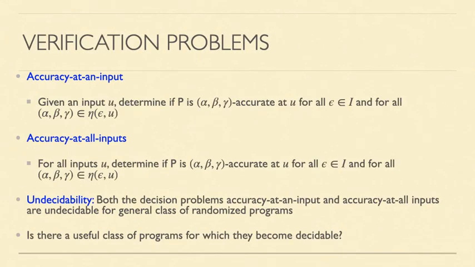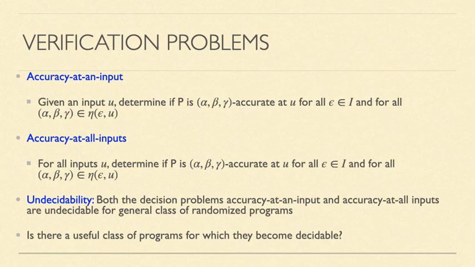We consider two decision problems. First is accuracy at an input, that basically given an input u determines if P is alpha, beta, gamma accurate at u for all possible privacy budgets and for all possible values of alpha, beta, and gamma. And the second problem that we consider is accuracy at all inputs, that determines if P is alpha beta accurate for all inputs u, for all possible privacy budgets, and for all possible values of alpha, beta, and gamma.